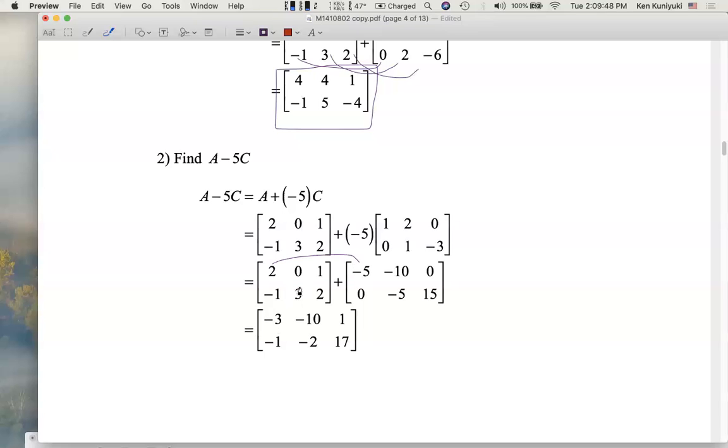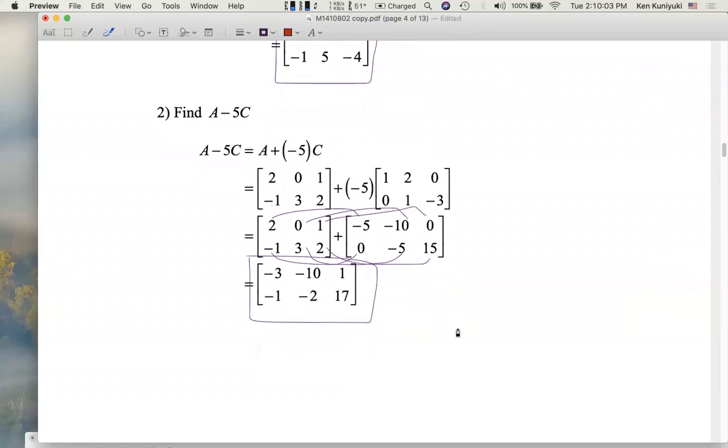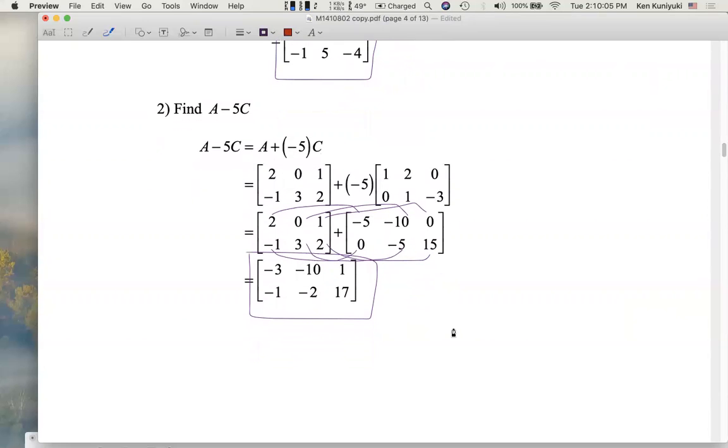2 plus negative 5 is negative 3. 0 plus negative 10 is negative 10. 1 plus 0 is 1. Negative 1 plus 0 is negative 1. 3 plus negative 5 is negative 2. 2 plus 15 is 17. Again, there you go. And if you make a mechanical error, I'll tend to be fairly lenient. But don't make too many of them, though.